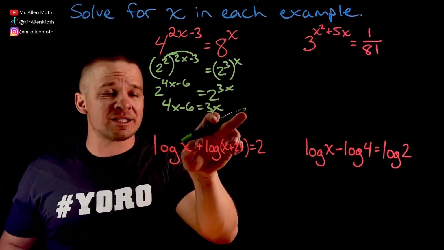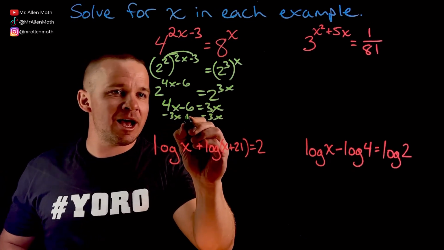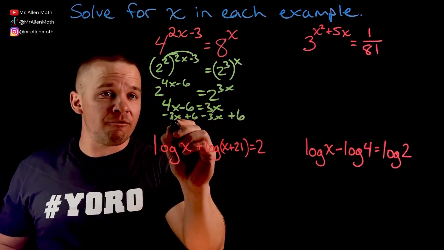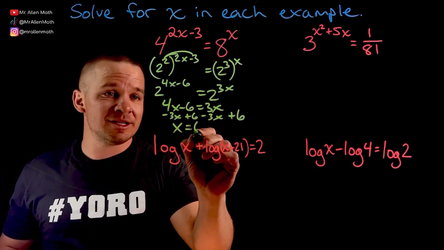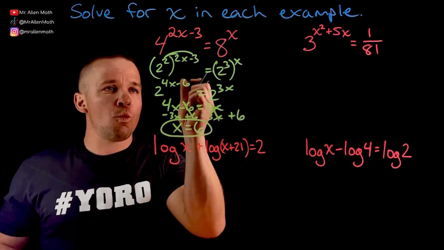I'm going to subtract 3x, and I'm going to add 6. So if I subtract 3x, minus 3x, add 6. Now I have 4x minus 3x is x equals positive 6. That's a lot of different algebra going on there, but I got my answer, 6.